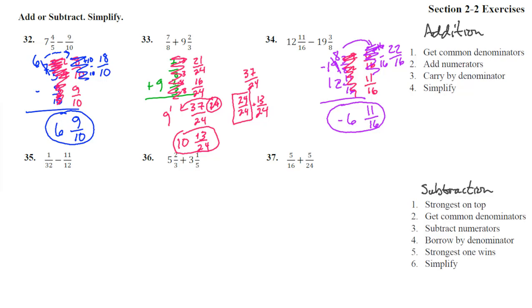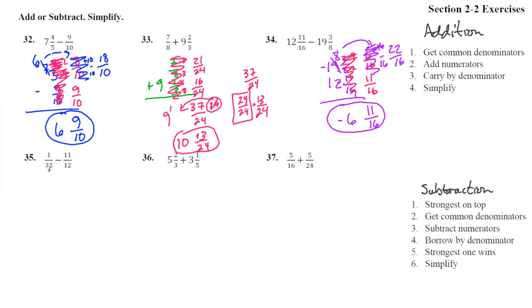Okay, next one. Number 35. 1 thirty-second minus 11 twelfths. So we're going to do it with the strongest one up on top. So 11 twelfths minus, no, that's a negative, and then 1 thirty-second. Okay, common denominators. Let's find those first. That's a good point. We should find those first. This is going to be tough.